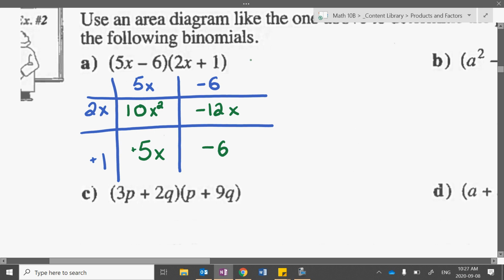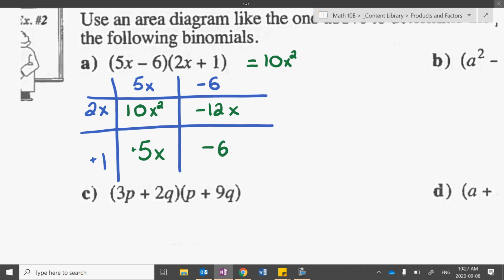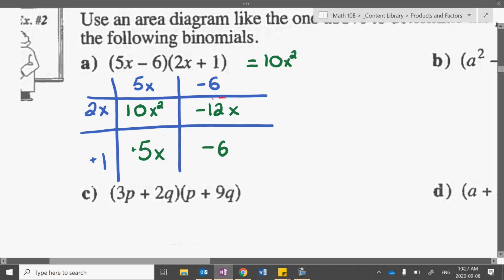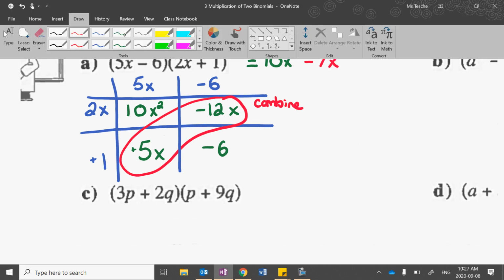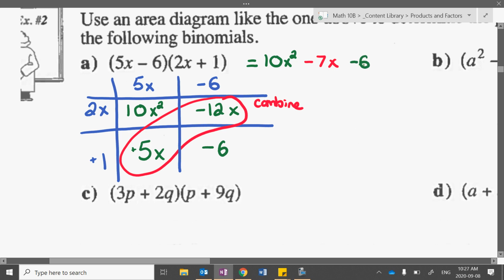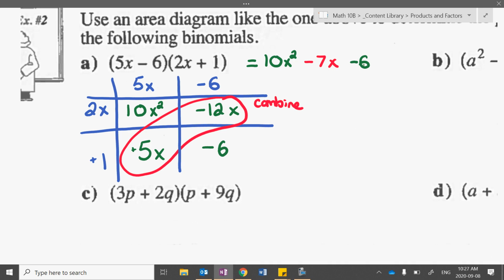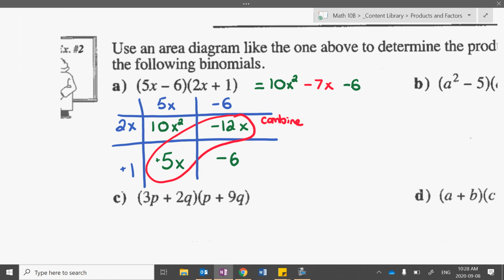From here, you have to write your final statement. What is the product here? Well, I have 10x squared still. I have to combine my like terms. If I have 12 negatives and 5 positives, I end up with negative 7x's. And then I still have those negative 6 ones. Don't forget to combine like terms. Khalil, you okay? Yeah. Okay, let's try another one like this.